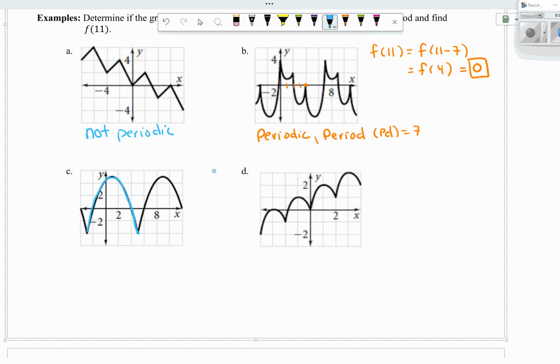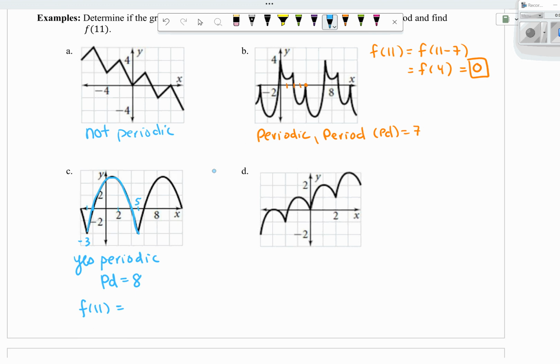So this would be -2 here, so this is -3. And that goes all the way to, let's see, 2, 4, looks like 5. So the distance would be 5 minus -3, which would be 8. So yes, periodic, and the period is equal to 8. If I want to find f of 11, that would be equal to f of 11 minus the period, which is 8. So that's the same as f of 3 on our graph.